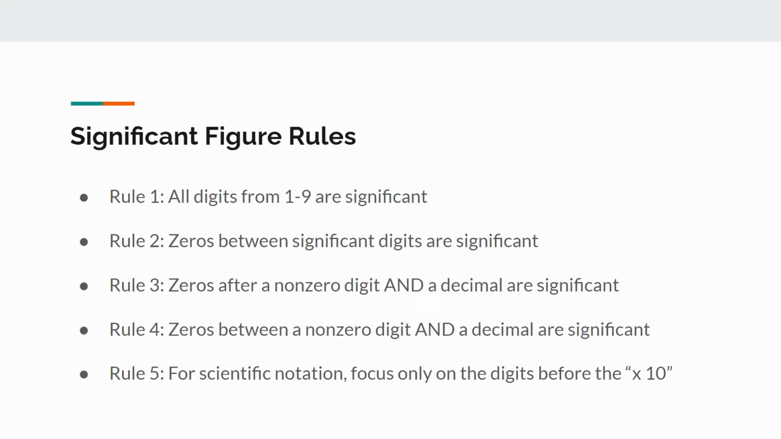Significant figure rules. Rule number 1 states that all digits from 1 to 9 are significant. Rule number 2 states that zeros between significant digits are significant. Rule number 3 states that zeros after a non-zero digit and a decimal are significant. Rule number 4 states that zeros between a non-zero digit and a decimal are significant. Lastly, rule number 5 states that for scientific notation, focus only on the digits before the times 10.